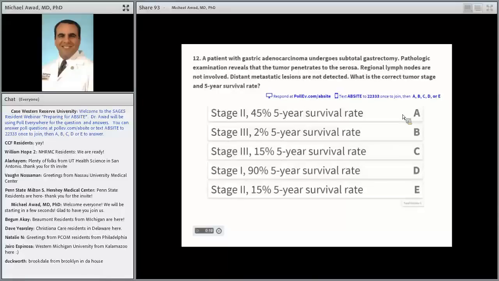All right, next question, number 12. A patient with gastric adenocarcinoma undergoes subtotal gastrectomy. Pathology shows the tumor penetrates to the serosa. Regional lymph nodes are not involved. Distant metastatic lesions are not detected. What is the correct tumor stage and the 5-year survival rate? I'm not going to read them. You can see the answers on your screen there.